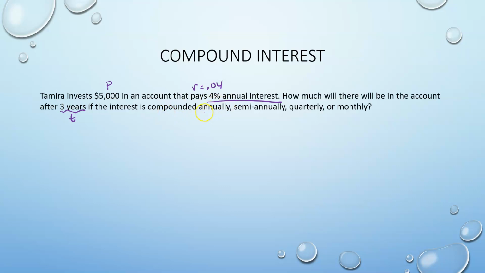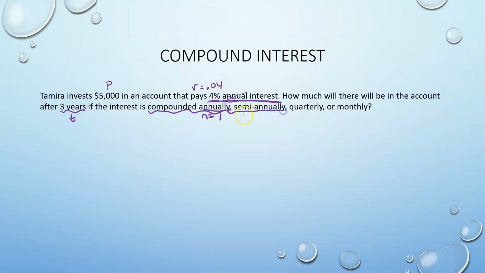Now, when we're figuring out what N is, remember N is the number of times compounded per year. Sometimes students get confused by the 4% annual interest. This word annual doesn't actually matter. It's compounded annually. This is the word that matters. If it's compounded annually, that means N is 1.